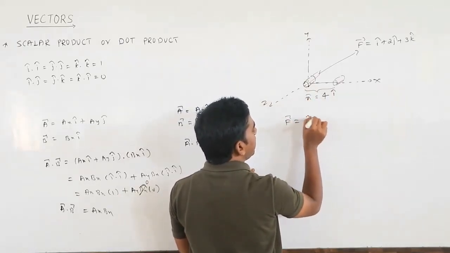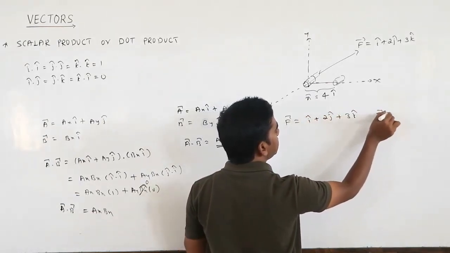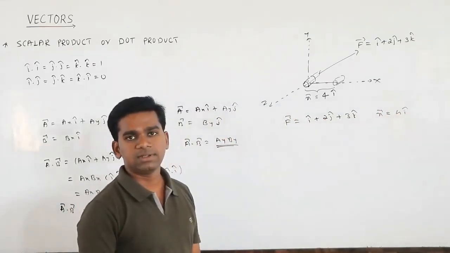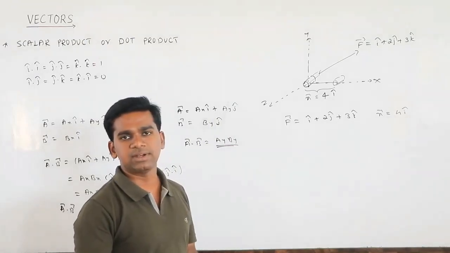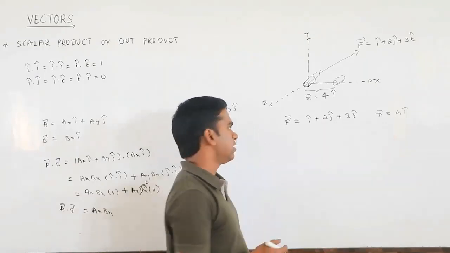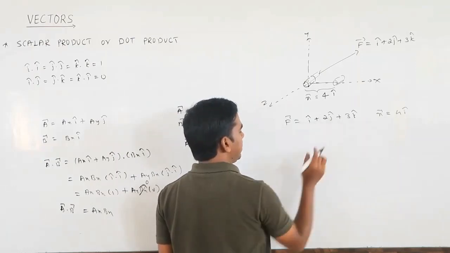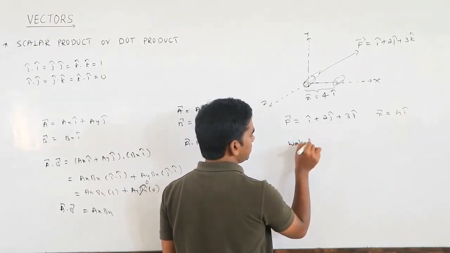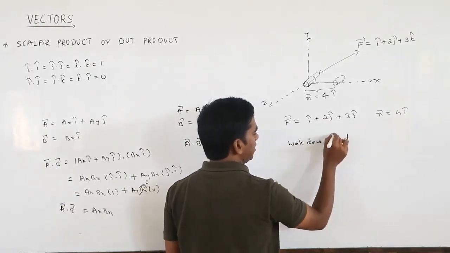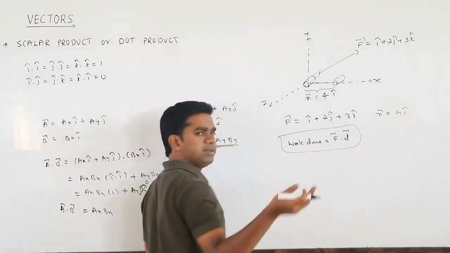F is equal to I cap plus 2J cap plus 3K cap, and displacement x is equal to 4 I cap. So now what will they ask? They will ask you to find the work done. Work done is force into displacement, or you can simply say the dot product of F and X. Work done is force into distance or displacement, F dot d. No need to worry about this one, that we will study later.